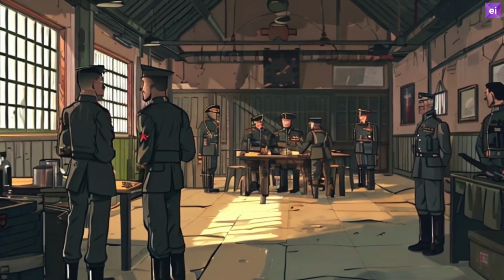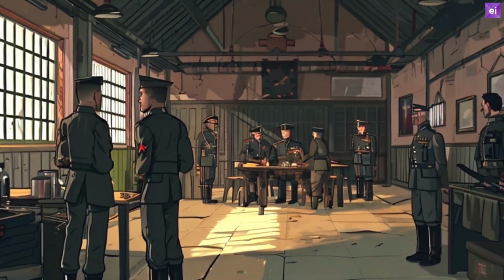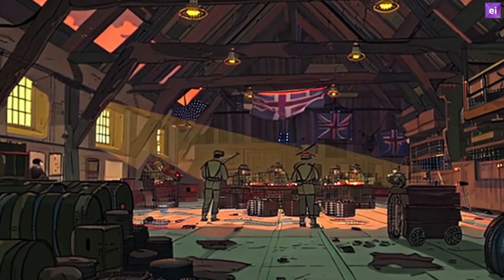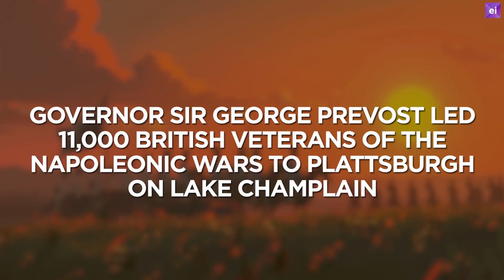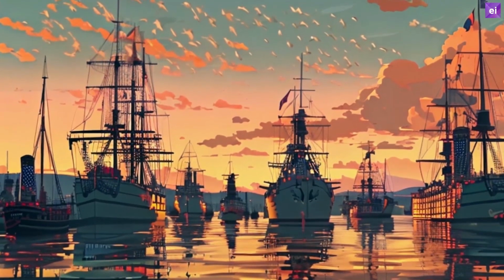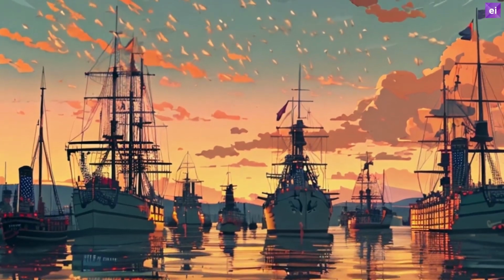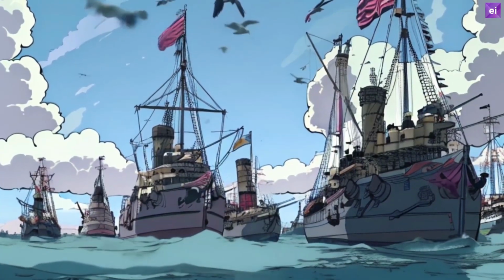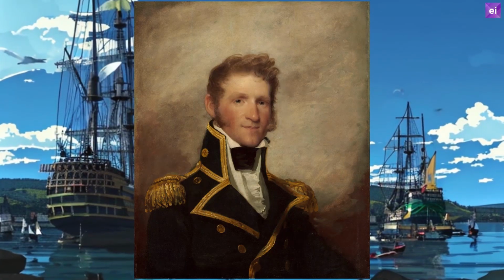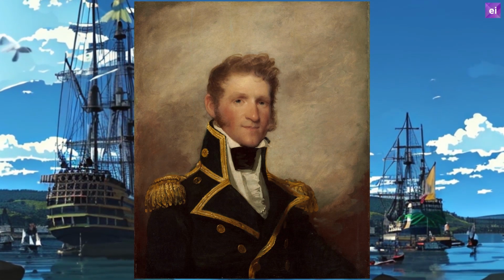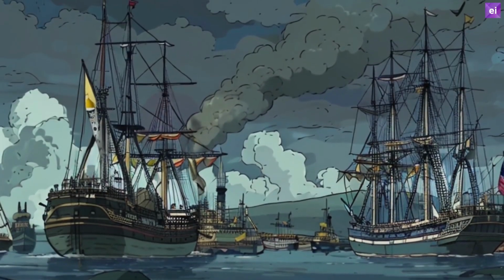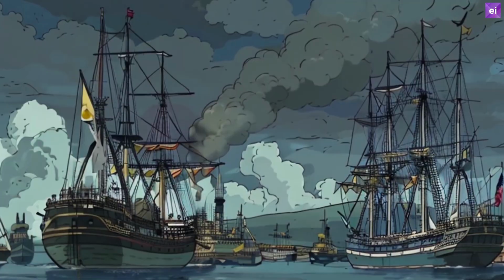In 1814, the most significant British effort was the invasion of northern New York, where Governor Sir George Prevost led 11,000 British veterans of the Napoleonic Wars to Plattsburgh on Lake Champlain. However, Prevost's hesitance to attack, coupled with the defeat of the British fleet in Plattsburgh Bay by American Commodore Thomas Macdonough on September 11th, led Prevost to withdraw his troops.